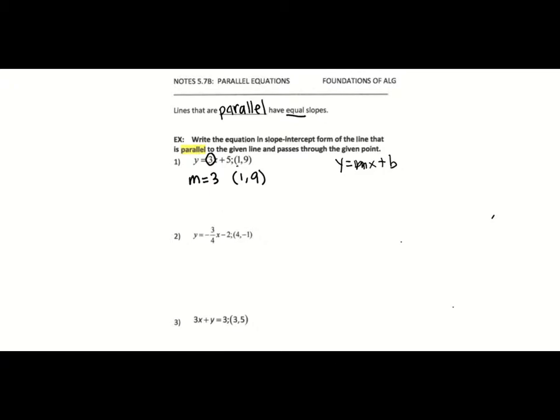If this is my x and this is my y, I can plug that in. Let's rewrite this, y = mx + b. I can plug that in and figure out what my b is. So when I do that, I get 9 equals 3 times x, which is 1, plus b. 9 equals 3 plus b. If I subtract 3 from both sides, I can get b by itself, and I get 6 equals b.